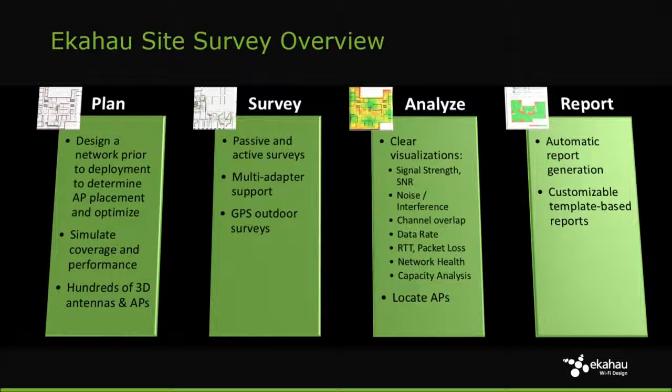ESS provides capabilities to plan, survey, and analyze Wi-Fi networks, as well as help alleviate the burden of report generation. Planning allows you to simulate a network for coverage and capacity three-dimensionally. Surveying tests and validates existing Wi-Fi networks or AP on a stick surveys. ESS also helps analyze Wi-Fi performance and optimization based on numerous heat maps.